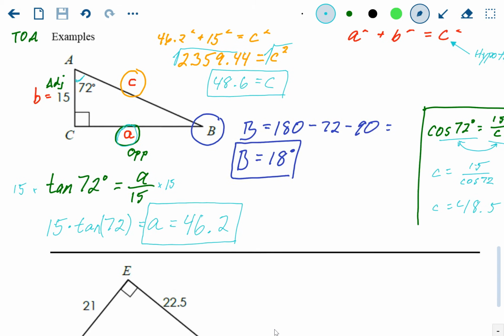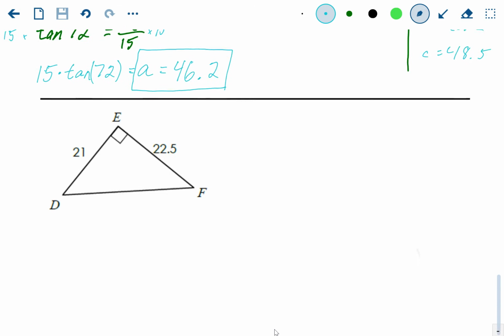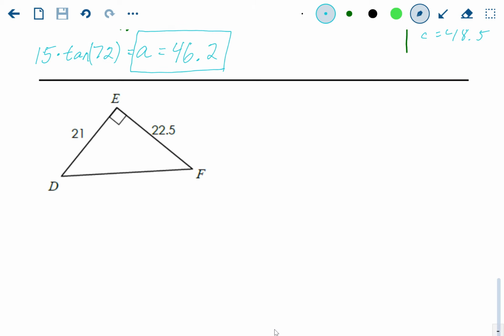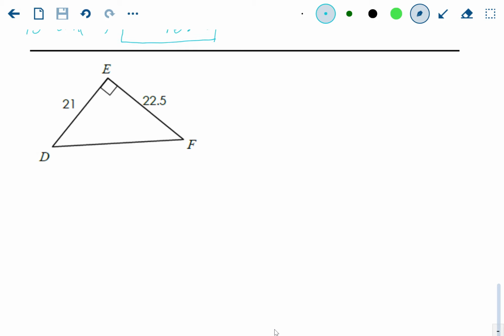Okay, in the second example, we're given two sides and the right angle and nothing else. So the first thing I'll do on this is label what we know.